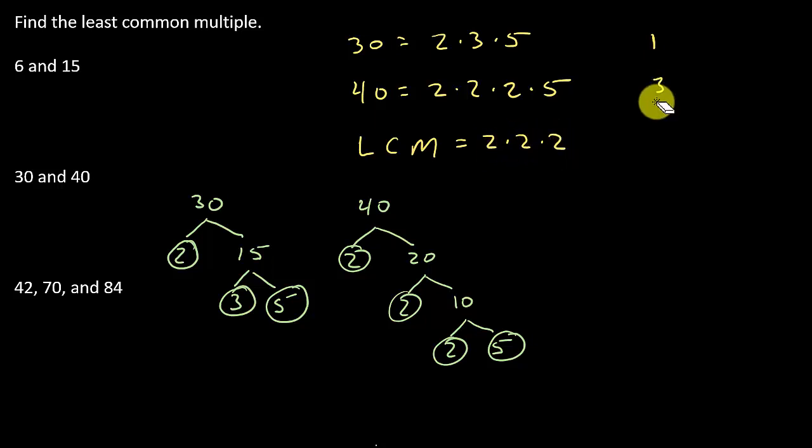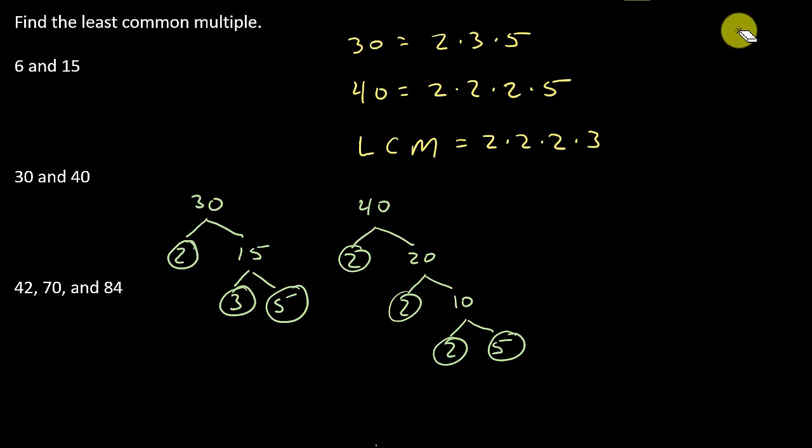All right. Now let's look at the next different factor. Let's look at the 3. Here it appears once, and in this one it appears 0. The most it appears is 1 time, so we use the 3 1 time.